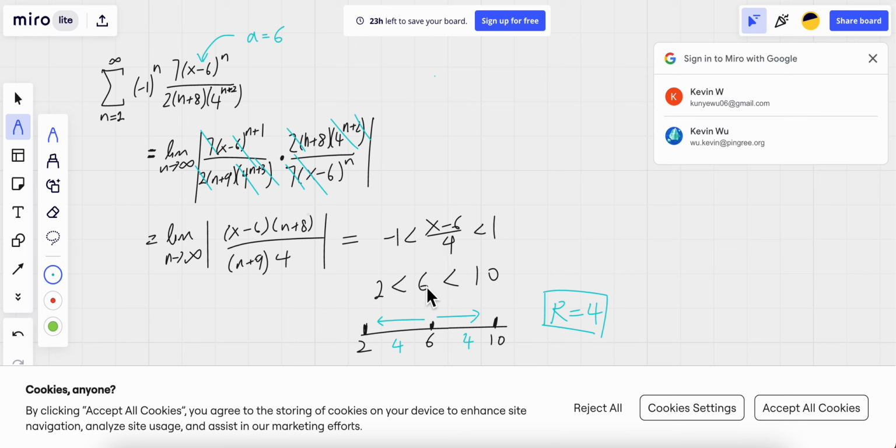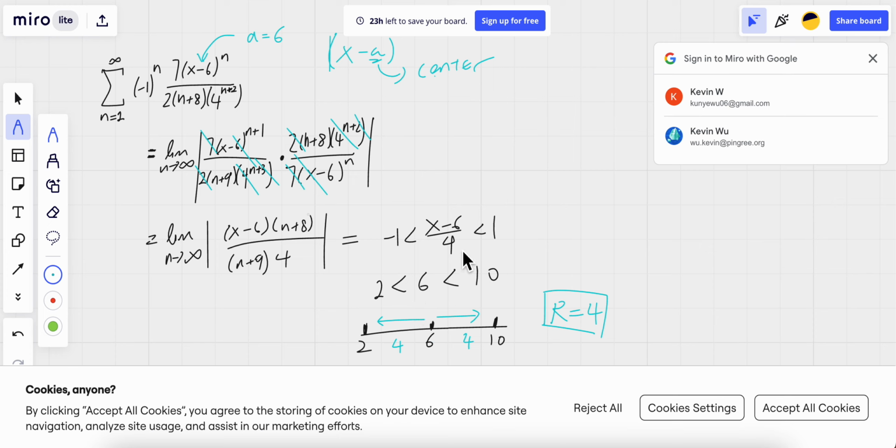And the reason why we got 6 is because that's our center of the series, right? It is centered at 6 because this expression tells you that the series is centered at 6. If it's x plus 6, then the center is -6. So the expression x minus a is your center.